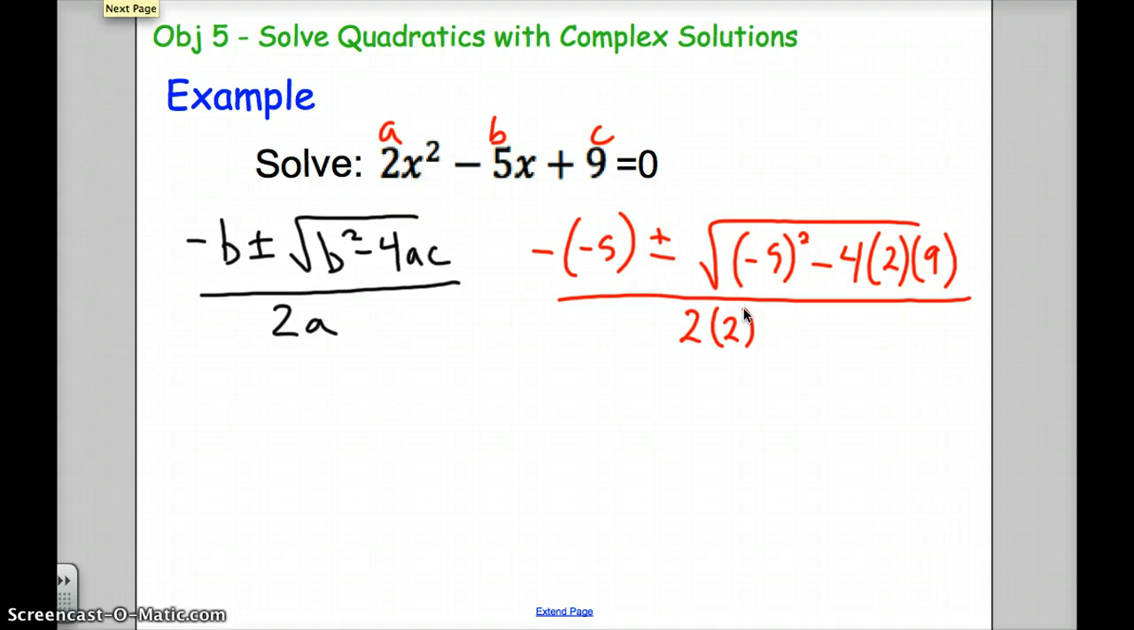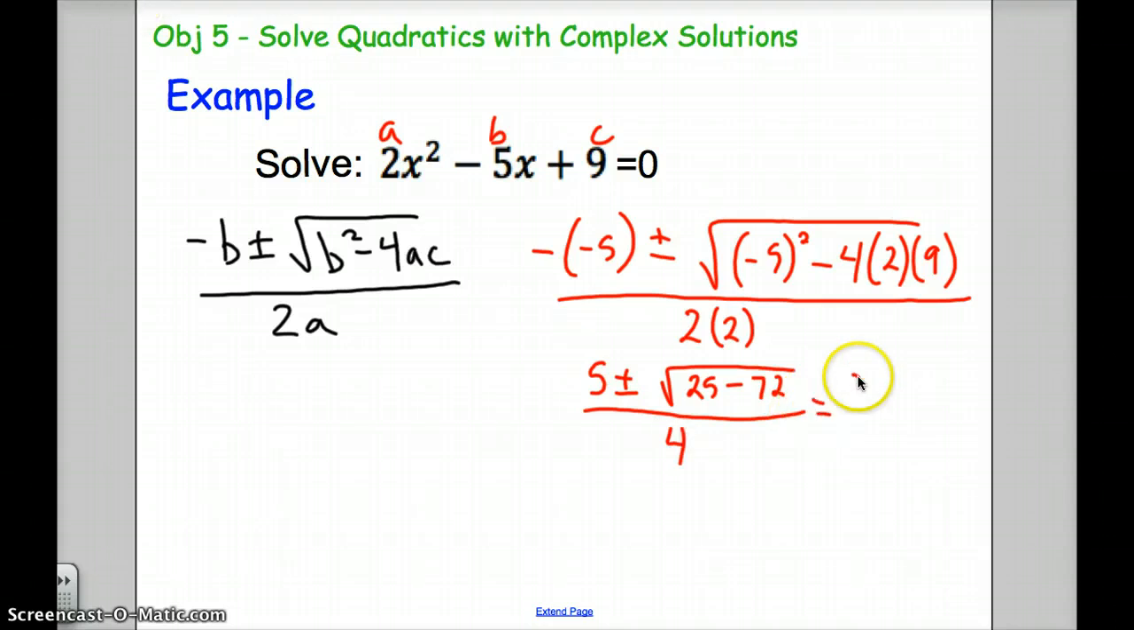Okay, so let's see, simplify this out. I'm going to have 5 plus or minus the square root of 25 minus 4 times 2 times 9, which is 72, all over 4. 5 plus or minus the square root of, and of course the answer is -47, all over 4. So now I start to see the problem.